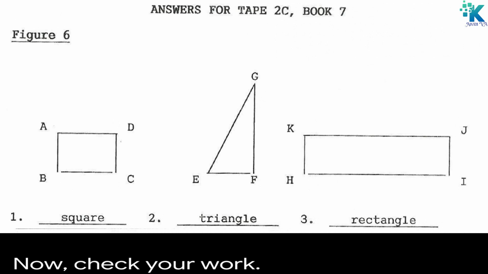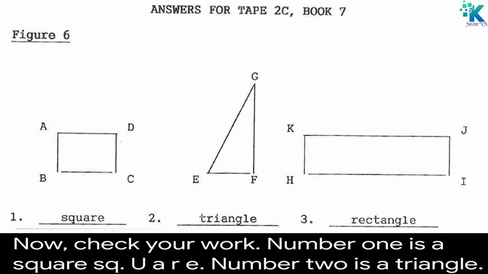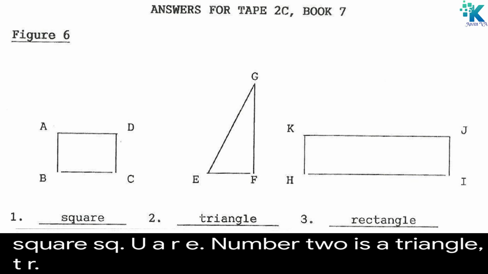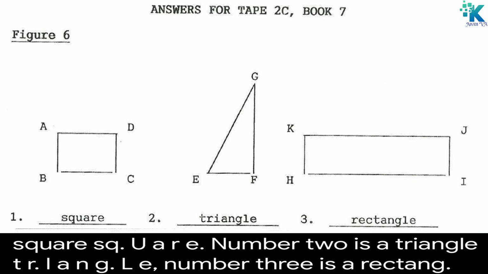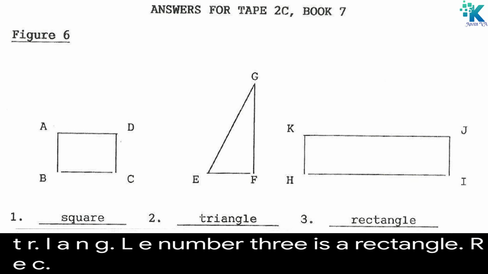Now, check your work. Number 1 is a square. S-Q-U-A-R-E. Number 2 is a triangle. T-R-I-A-N-G-L-E. Number 3 is a rectangle. R-E-C-T-A-N-G-L-E.